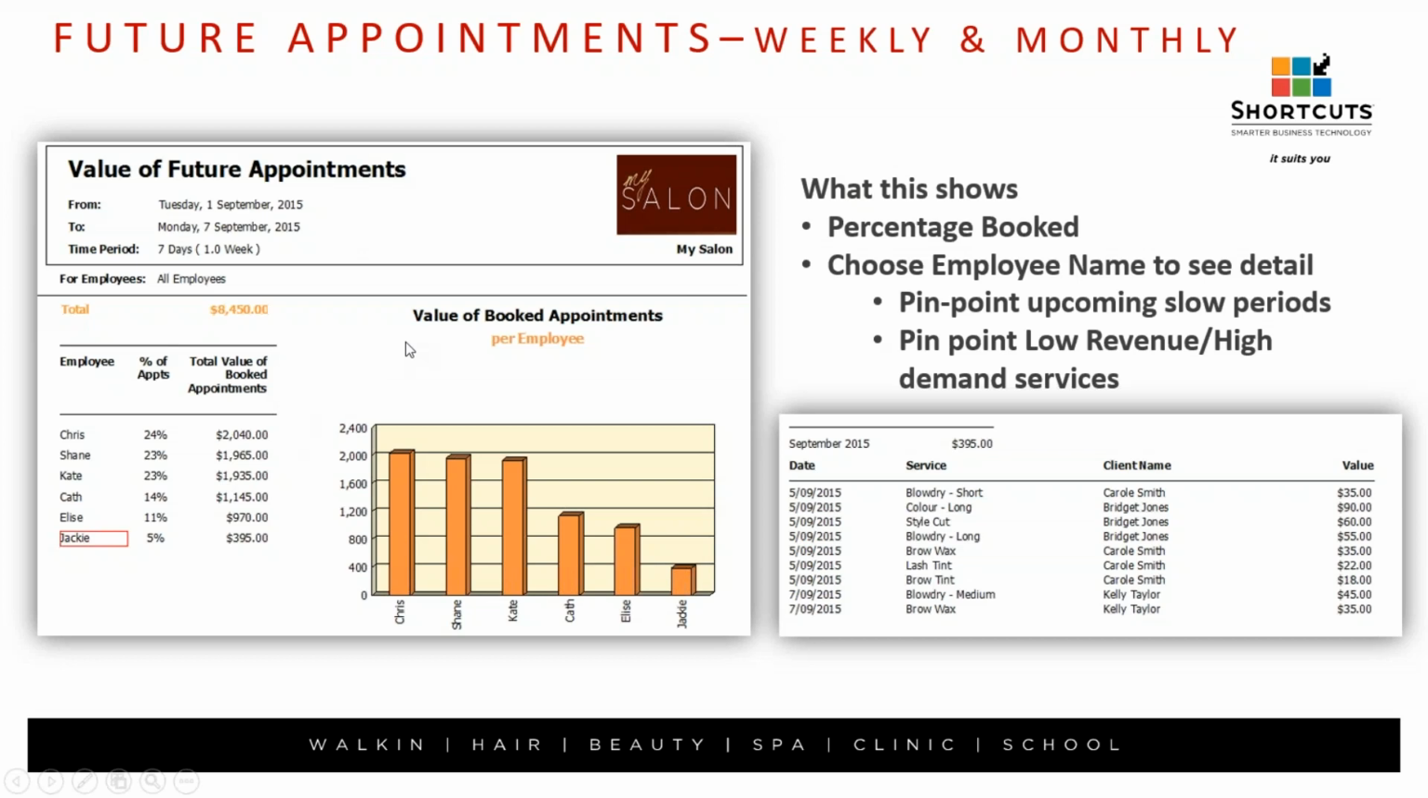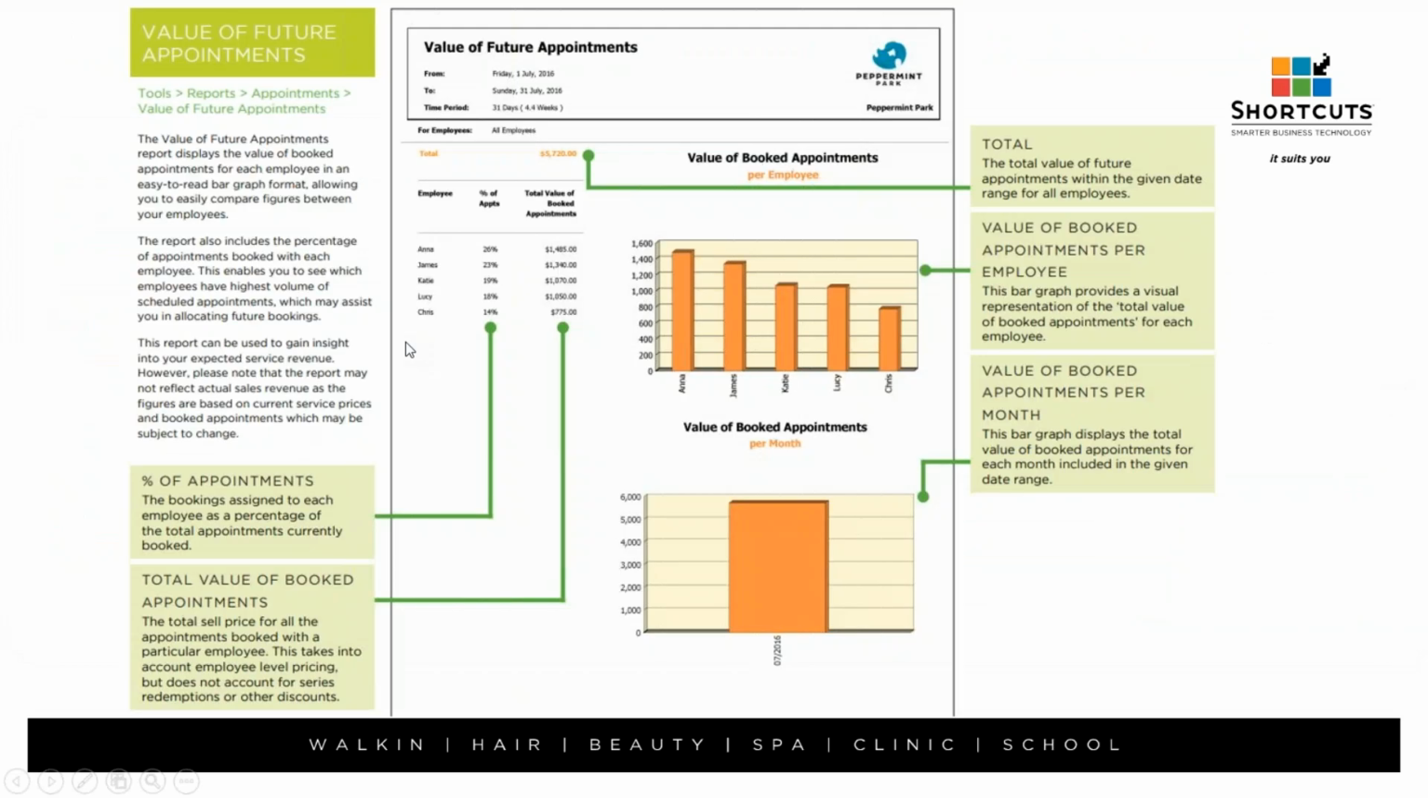So the next most important report. In the value of future appointments, these are the particular columns. On the left side is your percentage. What is your hard percentage of appointments that your staff has? What is the total value of those appointments? On the right side, a bar graph that ranks how every staff member is doing with future appointments. And then at the bottom, your total for your business.